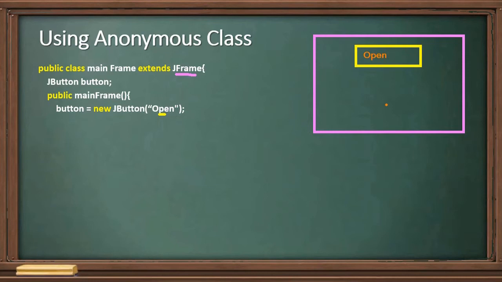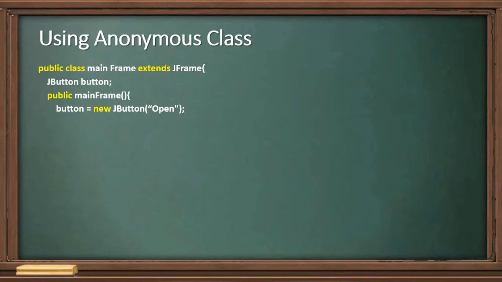Next thing that I am supposed to do is create an event listener and then somehow hook that event listener, or register that event listener, with that button. And I am going to do that by a simple method called add action listener. So I take this button and I call the add action listener on this button.